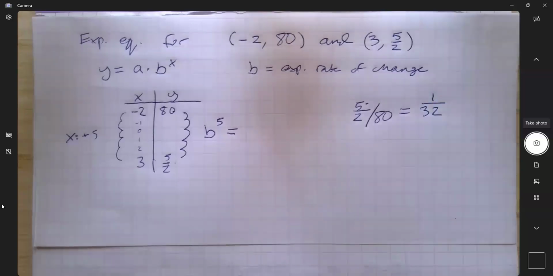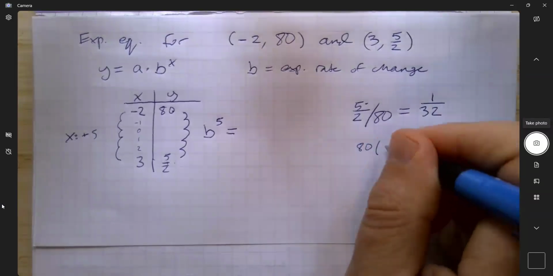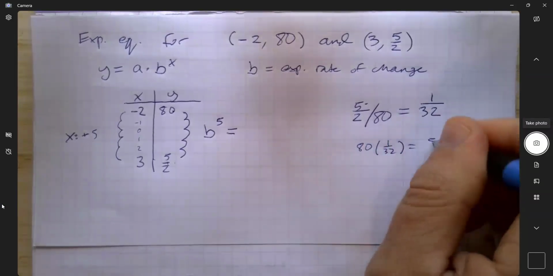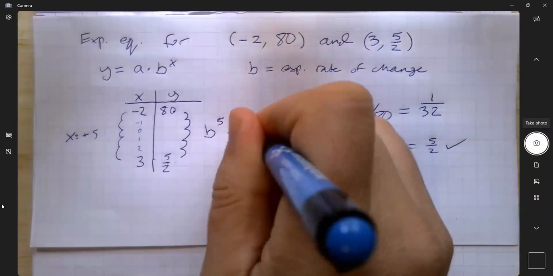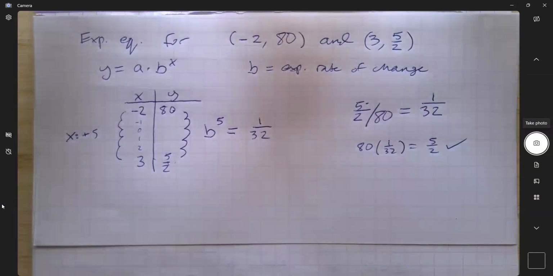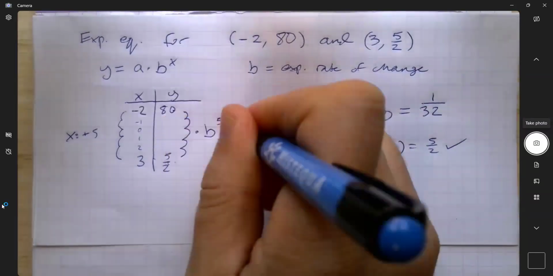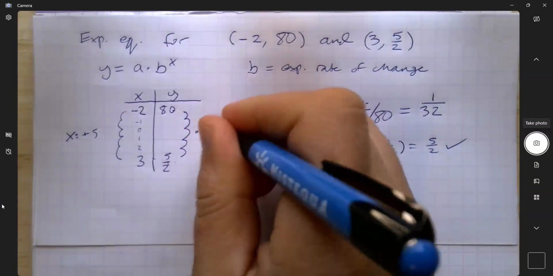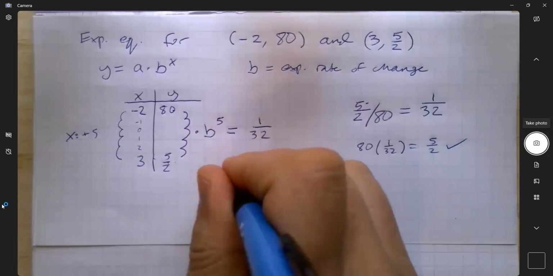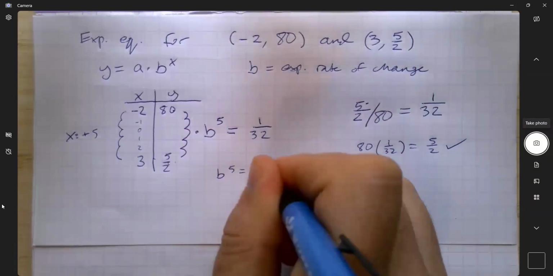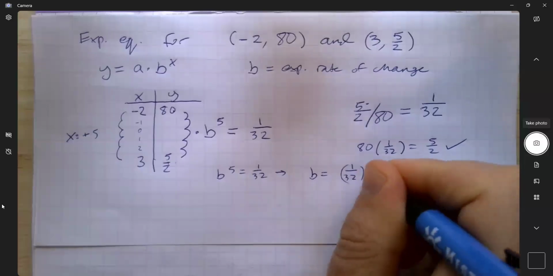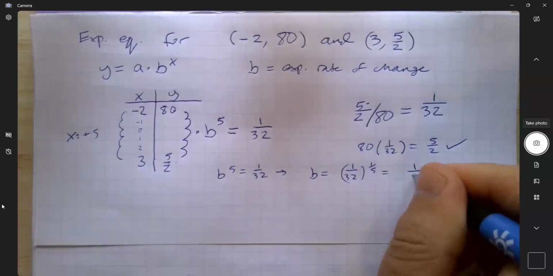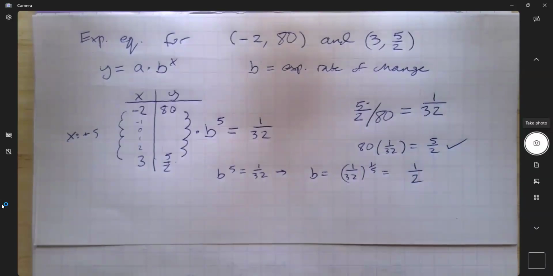Sorry, this should be 1 over 32. My apologies. And I check 80 times 1 over 32. Yes, that's 5/2. So that means b to the 5th must be 1 over 32, because I'm multiplying by b 5 times. So if b to the 5th is 1 over 32, that means that b is equal to the 5th root of 1 over 32, which a calculator will tell you is 0.5 or 1/2.